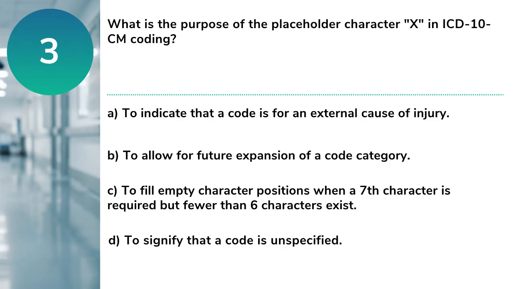Question 3. What is the purpose of the placeholder character X in ICD-10-CM coding? A. To indicate that a code is for an external cause of injury. B. To allow for future expansion of a code category. C. To fill empty character positions when a seventh character is required but fewer than 6 characters exist. D. To signify that a code is unspecified.